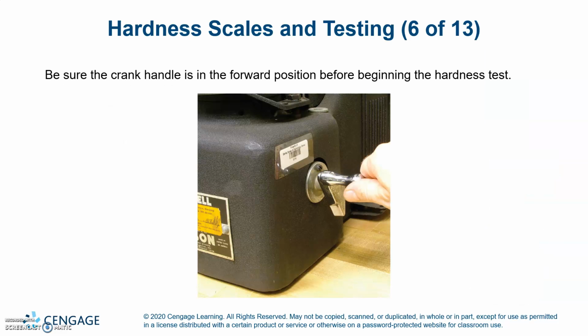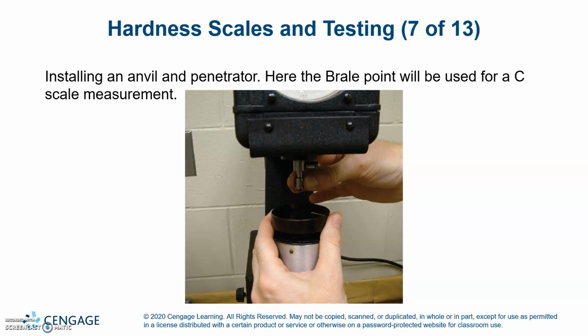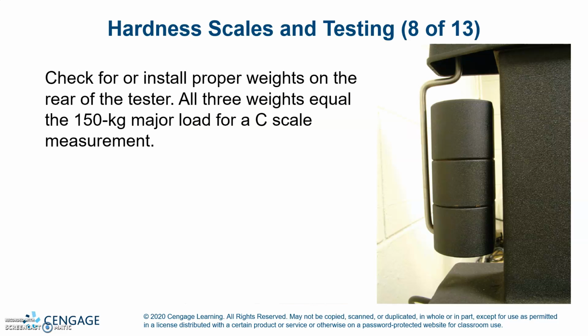Be sure the crank handle is in the forward position before beginning the hardness test. Installing an anvil and penetrator, here is the Brale point that will be used for a C scale measurement. Check for or install proper weights. On the rear of the tester, all three weights equal 150 kg, the major load for C scale measurement.